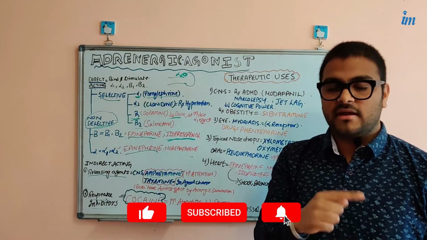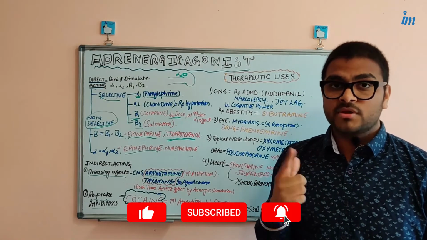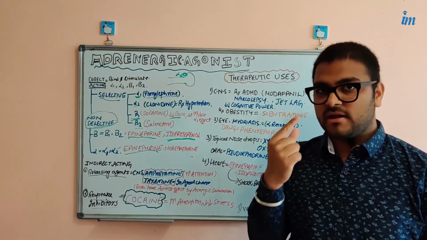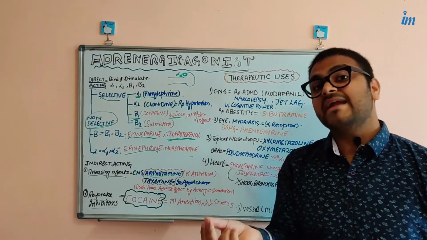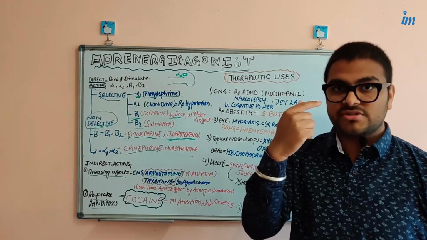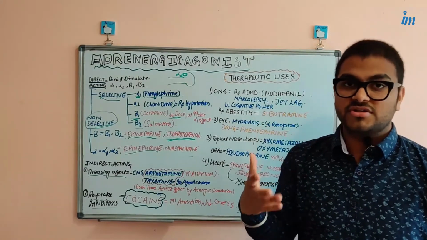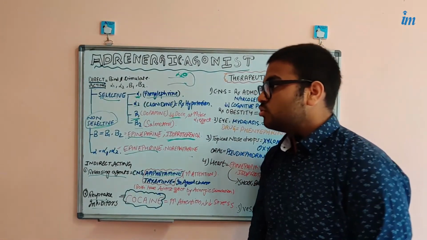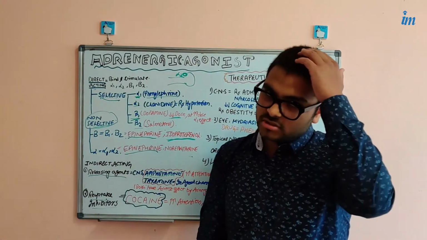What type of adrenergic receptor is present in your eye? You should watch my previous video if you haven't. So what type of adrenergic receptor is present in your eye, and if I give you an adrenergic agonist drug that will act on that receptor, what effect will be produced, and I will see that. Okay, so therapeutic uses. Let's start with your brain because it is at the top.